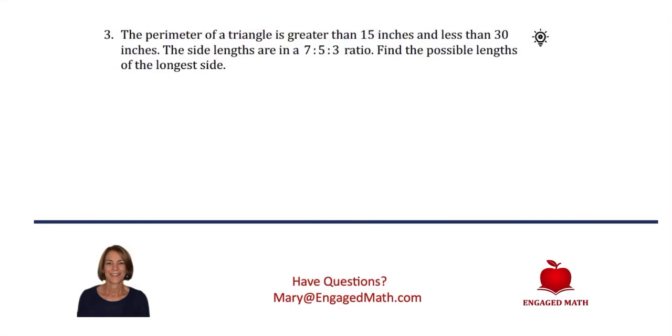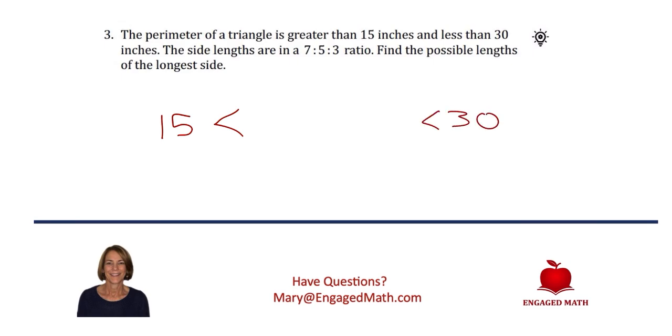Welcome to lesson 3, problem number 3, where we are going to do a little geometry and integrate it into our algebra work with inequalities. So what we know is that the perimeter of a triangle is greater than 15. So I'm going to put down 15 as the lowest possible perimeter, or it has to be actually a little bit greater than 15. So it could be like 15.01. It has to also be less than 30.